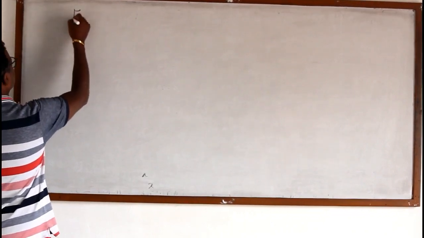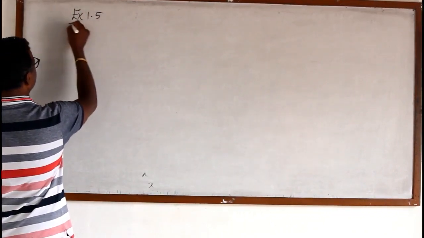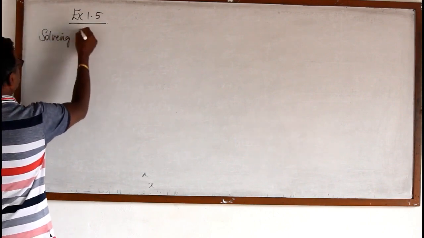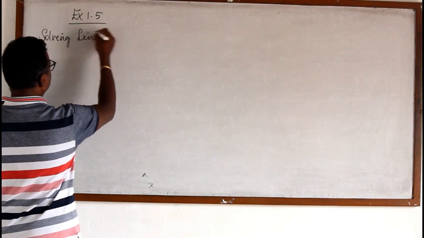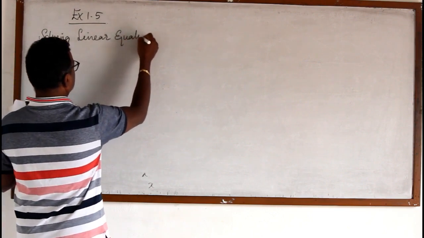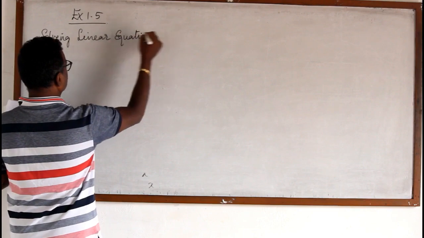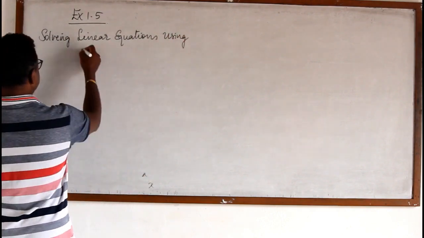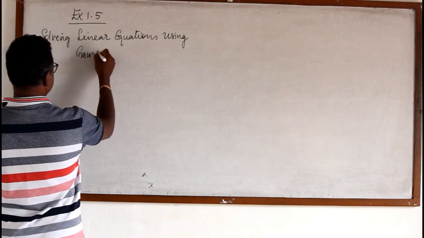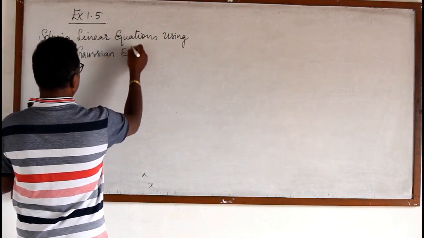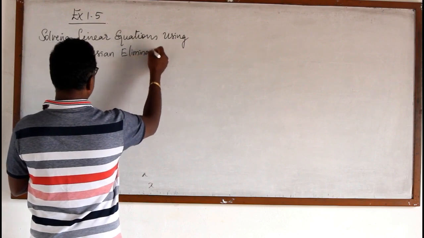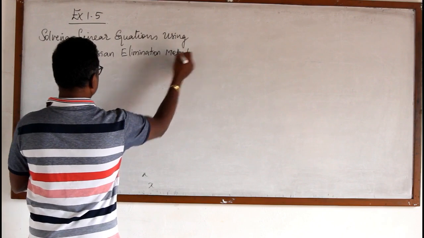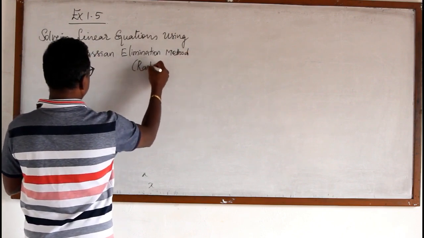Today we shall go for exercise 1.5. Here, solving linear equations using the Gauss elimination method or Gaussian elimination method. It is also called the rank method.